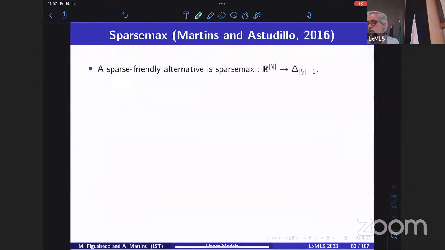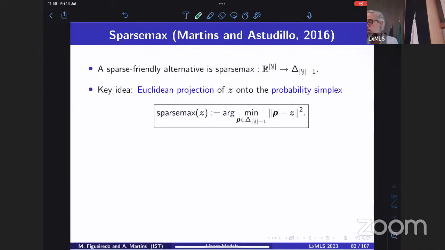Okay. So the alternative, which was actually proposed by André and Martin, my colleague and former student, and Ramon Astudillo, a few years ago, is something called sparsemax. Actually, this goes as a deeper theory, but the idea is very simple. Remember, you want to go from arbitrary vectors in k dimensions to a simplex. And one way you can do is just do a Euclidean projection. You take the points and project.